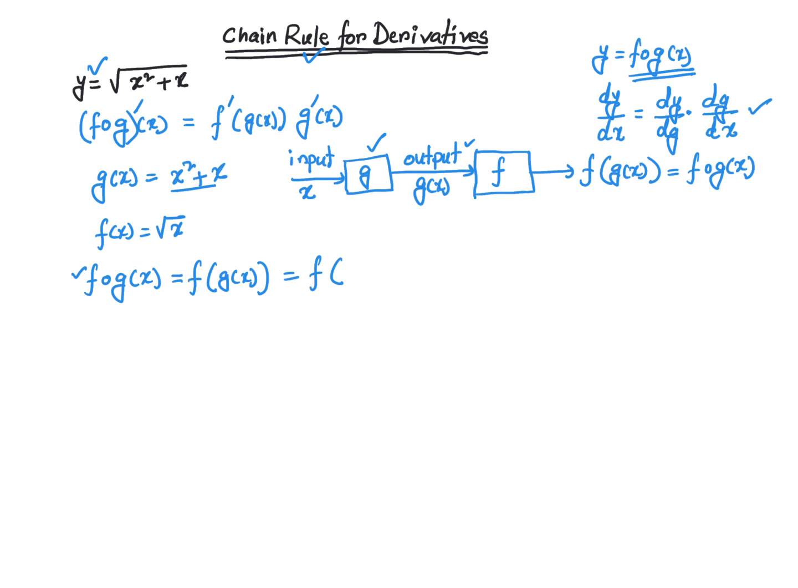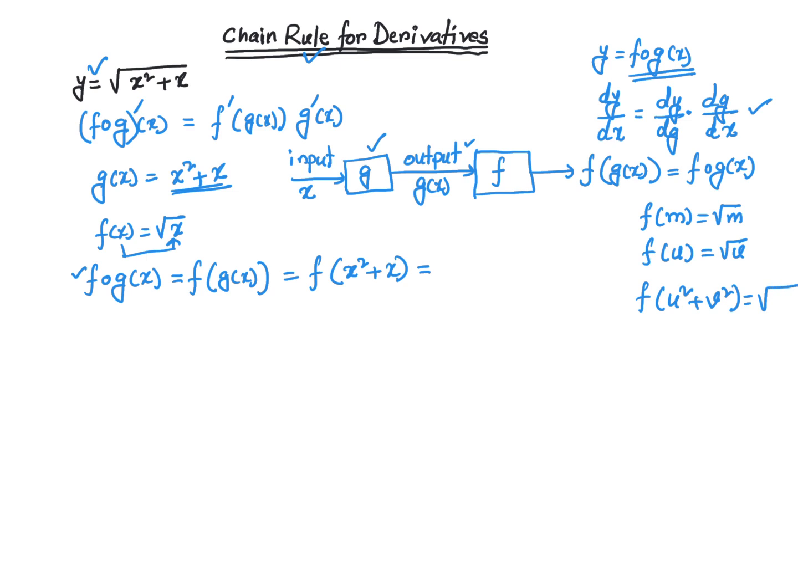But my g of x is x squared plus x. So x squared plus x. And now what is my f of x going to be? This is where many students or many learners go wrong. Think of f as taking an input, whatever the input value is, and giving you the square root of it. So if you have f of m, it is going to be square root of m. If you have f of u, it is going to be square root of u. If you have f of u squared plus v squared, I'm just making something up here, it is going to be nothing but square root of u squared plus v squared. And you should get the idea.